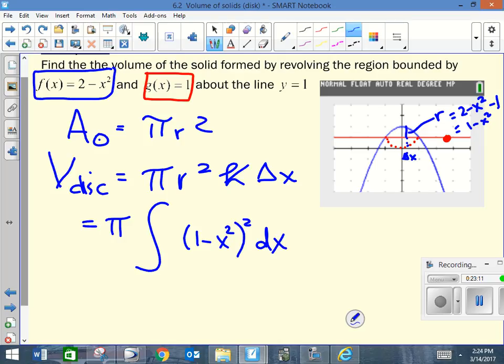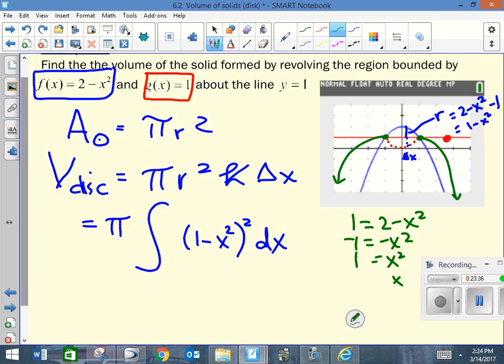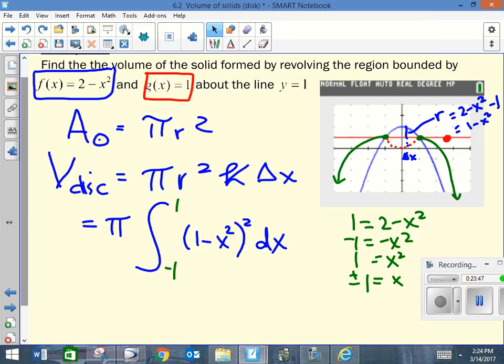Okay, so I'm looking for x's. I'm going this way. This seems like it's my smallest x. What are those things there? Intersection. That's where 1 equals 2 minus x squared, right? So negative 1 equals negative x squared, x squared equals 1, x equals plus and minus 1. Negative 1 and 1. Okay? Go ahead and throw that in your calculator. Because if you're going to square that out, remember you're going to square that as a binomial.